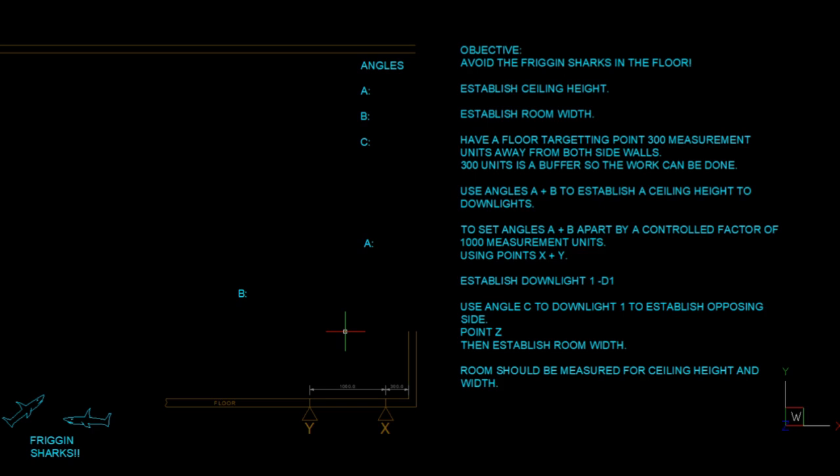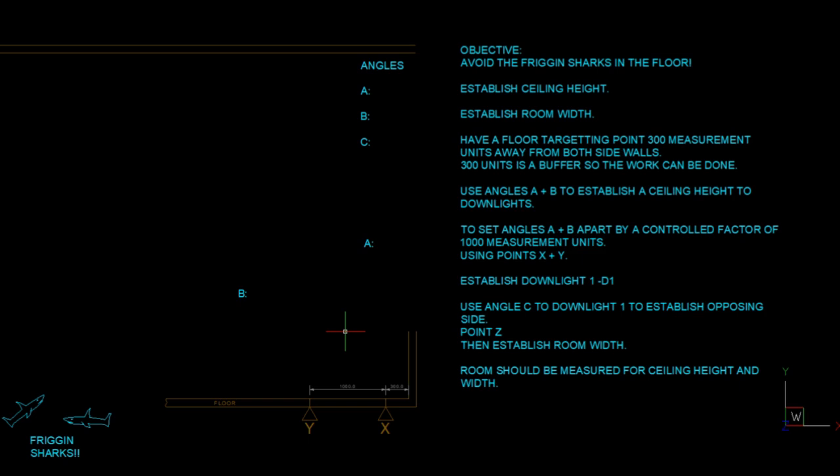So I've set that up. So we all know that you can just measure 1 foot. That's pretty easy. You just get measured tape out, bang, done. So 300 units is a buffer, so the work can be done. All right. Now, use angles A and B to establish a ceiling height to the downlight or downlights.